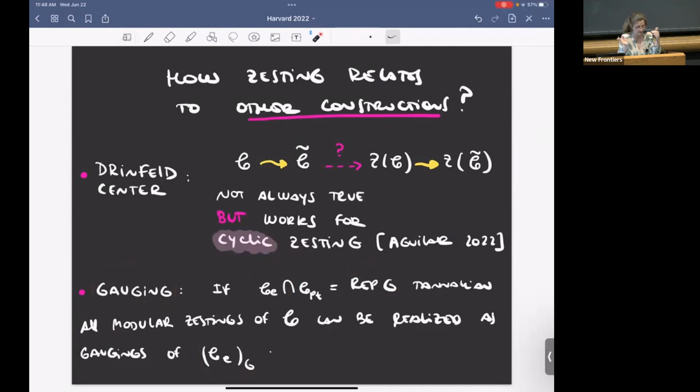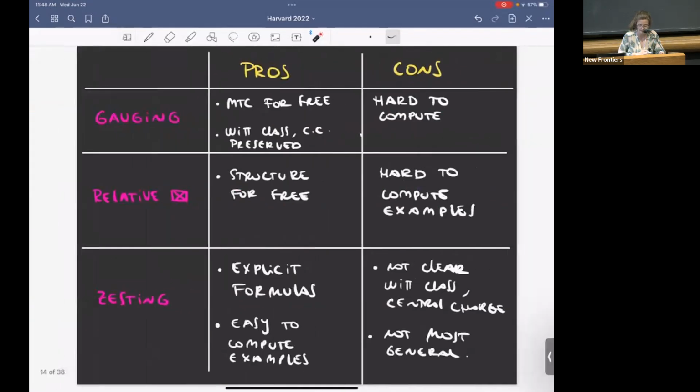So this is one case, and why I like this is because gauging and Zesting are different, and I will say a couple of words in a second. But maybe using the fact that sometimes you can realize it in these two different ways, we can learn about the category in different ways. Some things are very easy to compute using Zesting and hard to do via gauging.